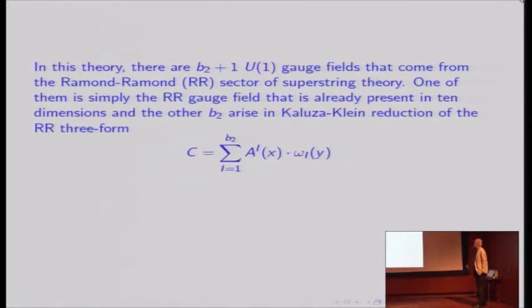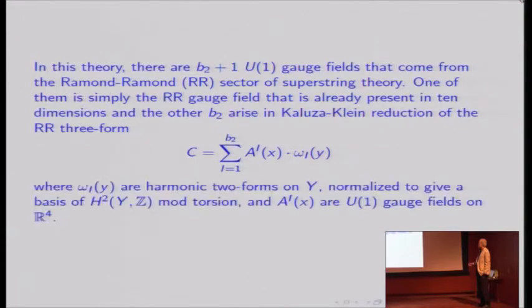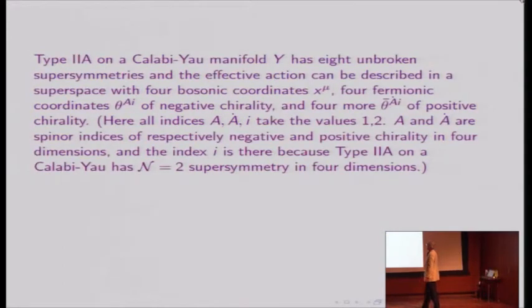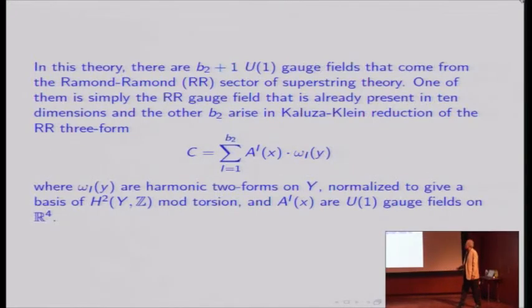But when we compactify, we get B2 more U1 gauge fields, and they arise as follows. There's a Ramond-Ramond 3-form that I'll call C. You make a Kaluza-Klein expansion where you write it as a sum of terms. Each term is a 2-form on the compact manifold, omega I, and the A I are then gauge fields on R4. So the second Betti number is simply, by definition, the number of independent 2-forms that can appear in this expansion. So it's the number of U1 gauge fields in 4 dimensions. So altogether, we have B2 plus 1 gauge fields. One is distinguished. It was there before any compactification. And B2 more come from the compactification.